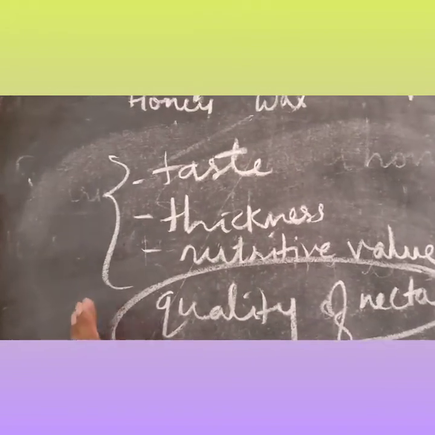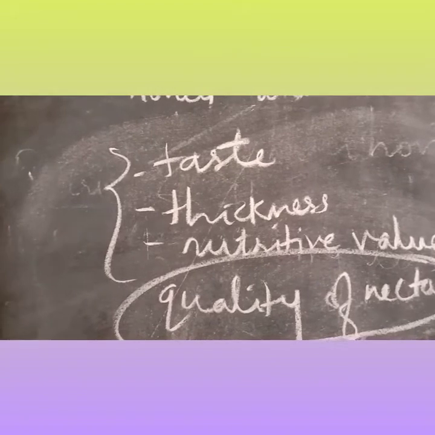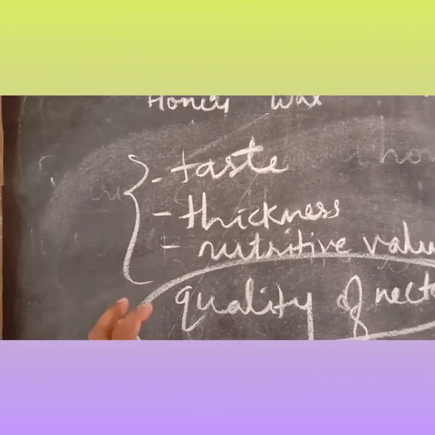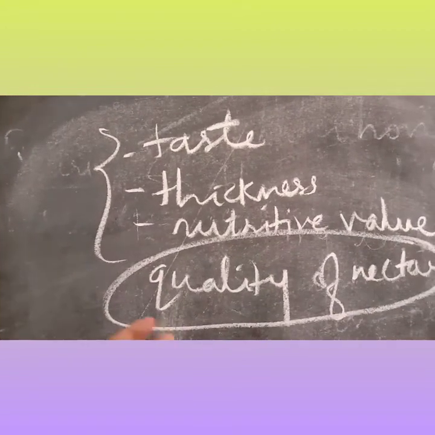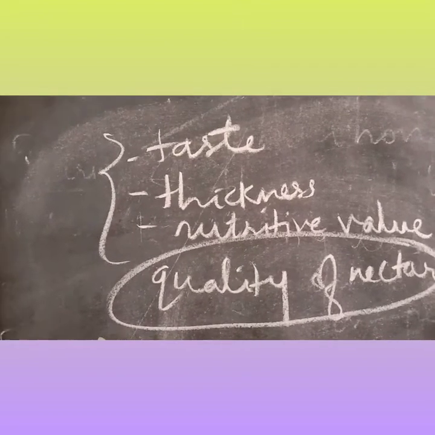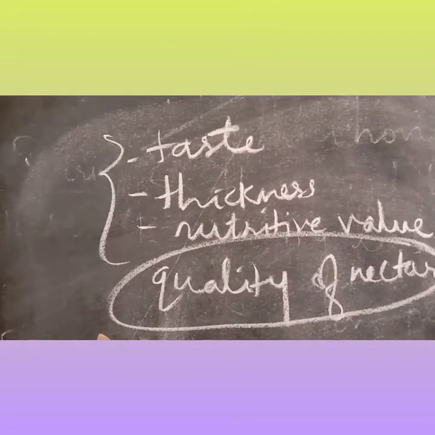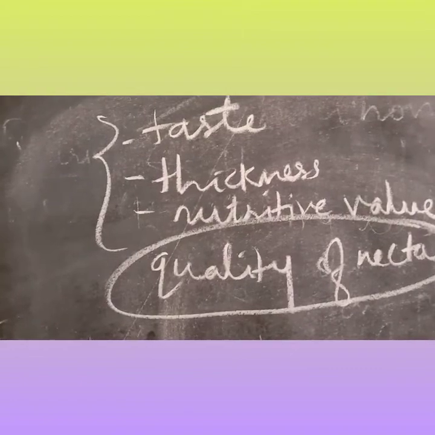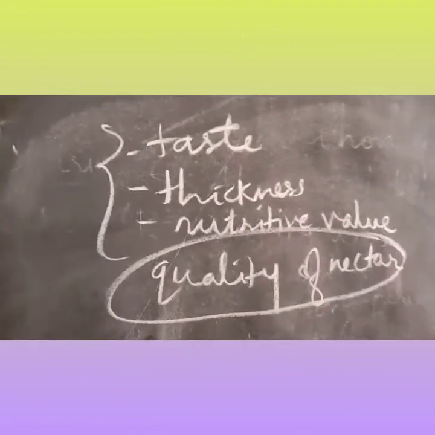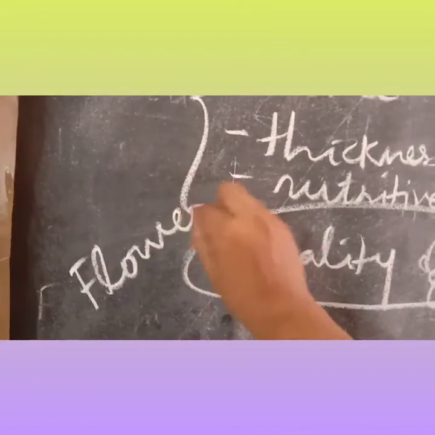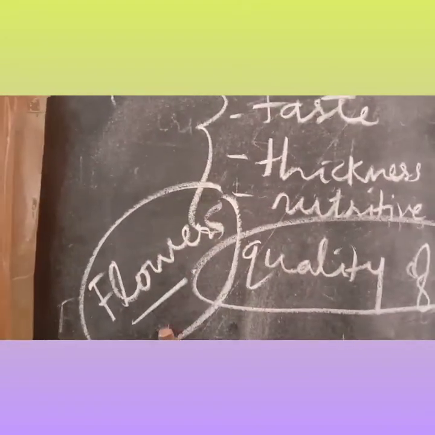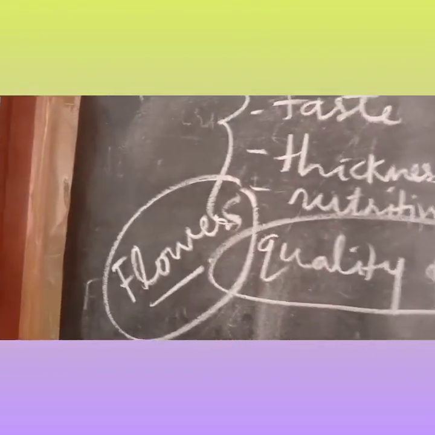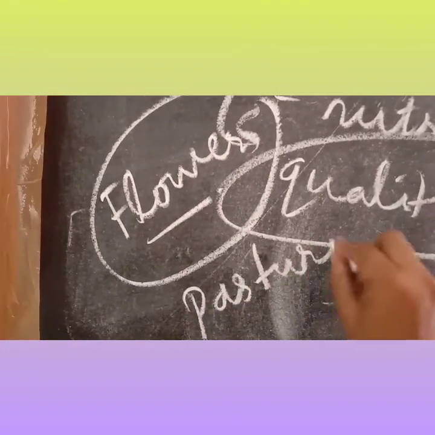But if the apiary, or the place where beekeeping is being done, is surrounded with a variety of flowers with good quality nectar and good fragrance, then ultimately the honey is going to be of very good quality. So it is the flowers available to the bees for nectar and pollen collection that decide the quality of honey. And these flowers which are available for the honeybees to collect nectar and pollen grains are called pastures.